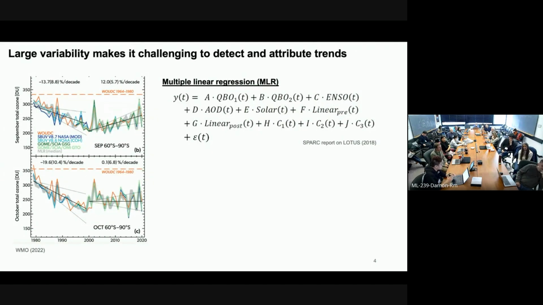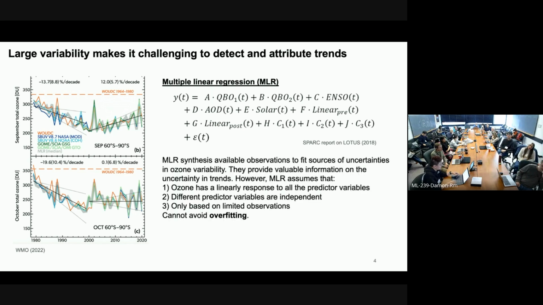What has been commonly used in Antarctic ozone studies is multiple linear regression. Here I'm showing the most commonly used LOTUS MLR method that has been widely used in ozone assessments. The idea of this MLR method is that they synthesize all the available observations to fit sources of uncertainty in ozone variability. For example, they fit the sources of ozone variability to QBO, ENSO, aerosol optical depth, solar cycle, etc.